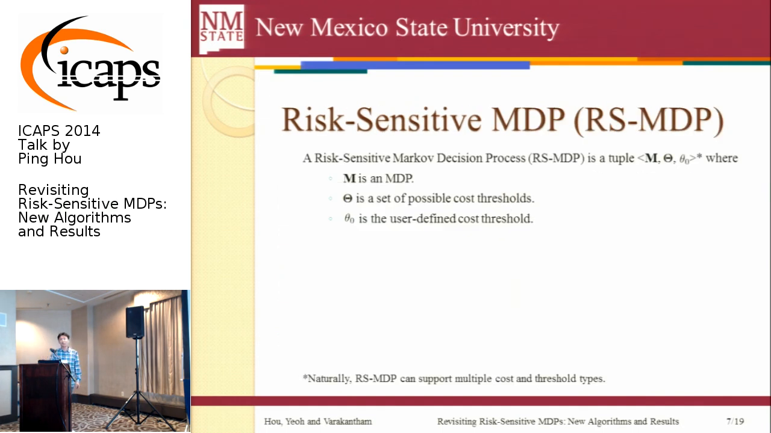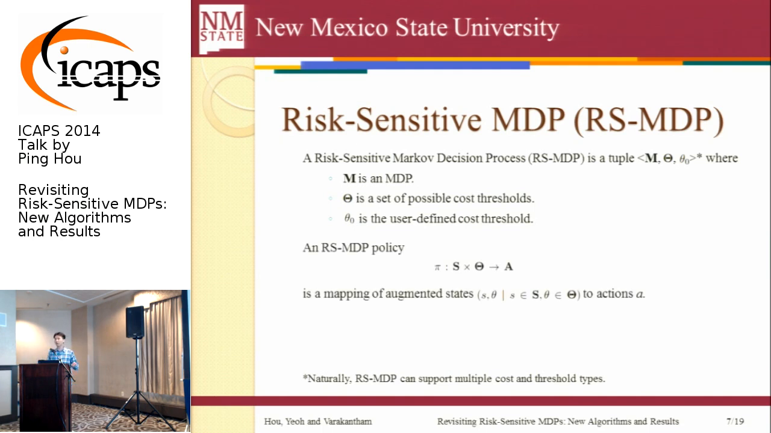Okay, this is the formal definition of risk-sensitive MDP. It includes the original MDP and a set of possible cost thresholds, and theta 0 is the initial cost threshold. Initially the agent holds the resource like this.